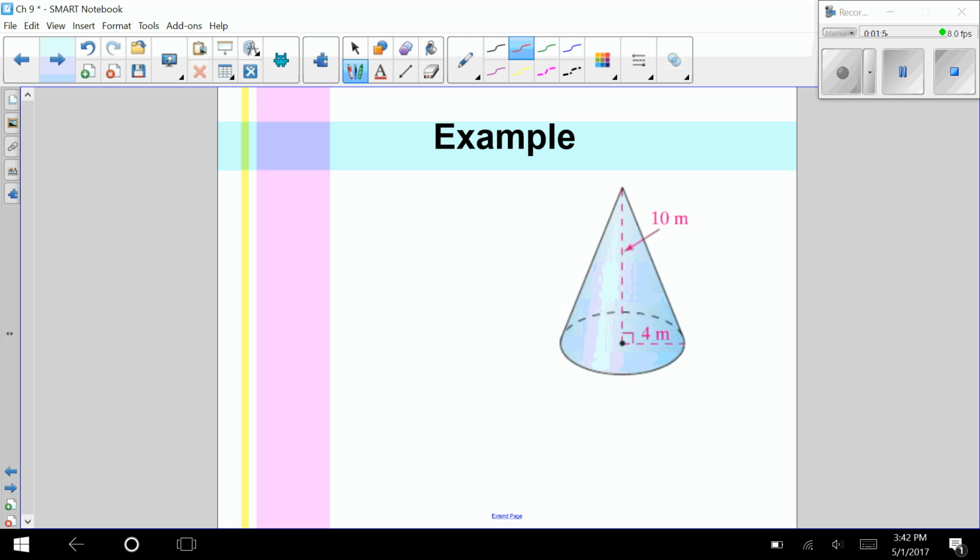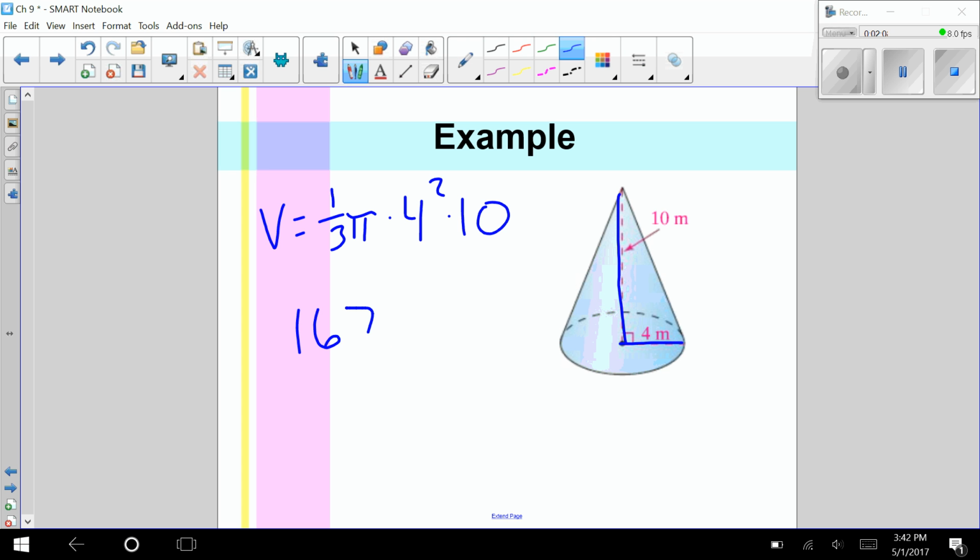Now we're going to try a cone. The cone does the same thing. Volume equals 1/3 times pi times my radius, which is 4 squared, times my height, which is 10. Multiply those all together, I get 167.55 cubic meters.